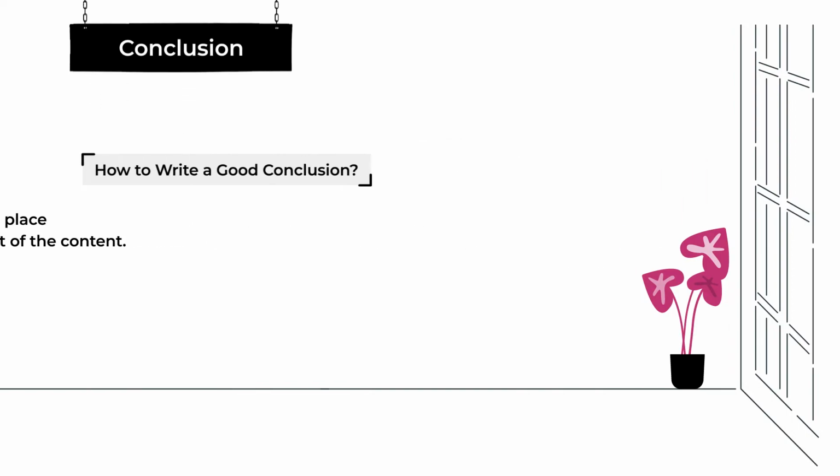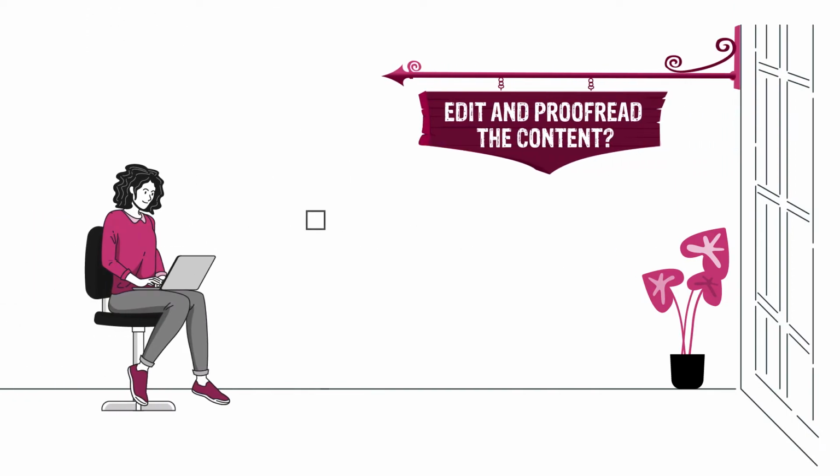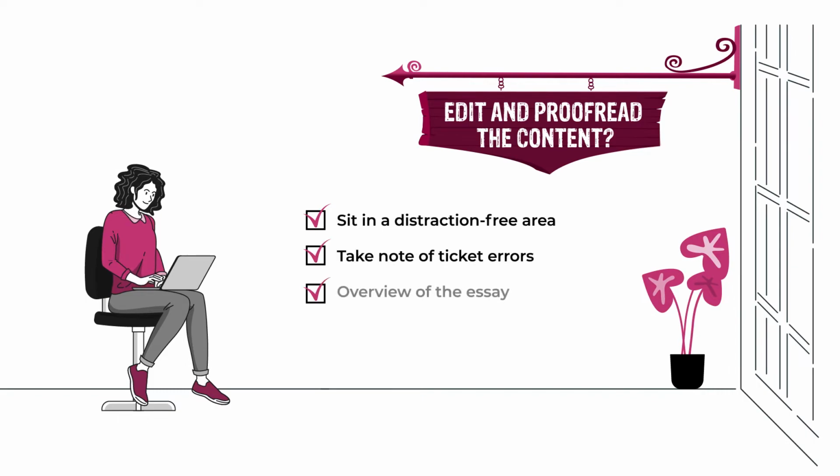Sit in a distraction-free area to edit and proofread your content. Go through the content twice and take note of typing errors. Look at the structure and overview of the essay. Rectify the mistakes by correcting grammatical errors, punctuation, and sentence formation.